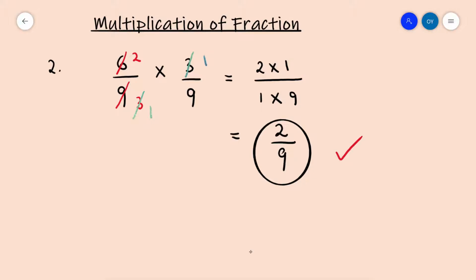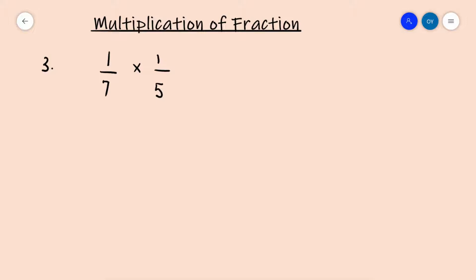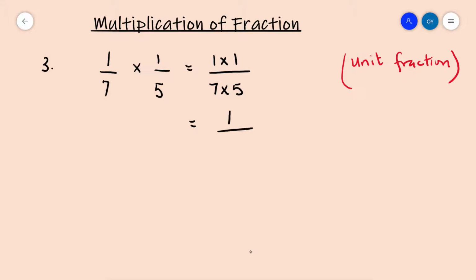The third example here is 1 over 7 multiplied by 1 over 5. This is usually called the unit fraction. And it's very easy. What you do is just multiply 1 by 1, that is the numerators, and multiply the denominators, 7 by 5. So we have 1 over 35.